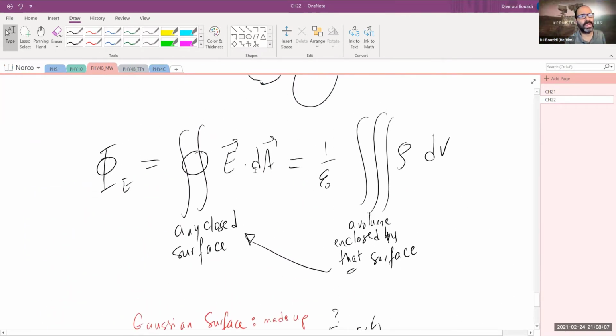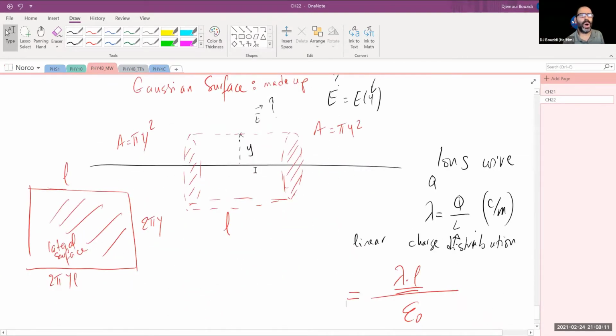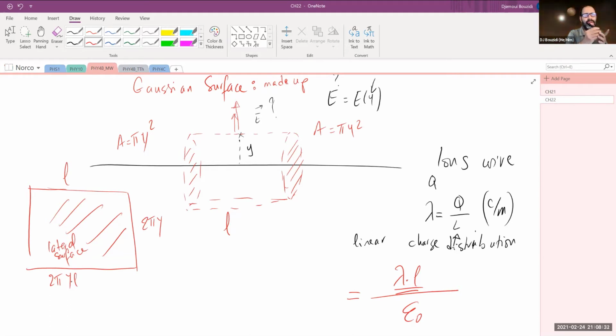E dot dA. First of all, it's a dot product. I need to get rid of these vectors. So here is the argument. I'm going to argue in here that the electric field, first of all, is perpendicular to this shape. It's in this direction. In other words, it's in the same direction as the area, this area, 2 pi YL, the lateral surface. The reason why it has to be that way, because you may argue and tell me, no, it's not actually that way. It's actually tilted a little, okay?